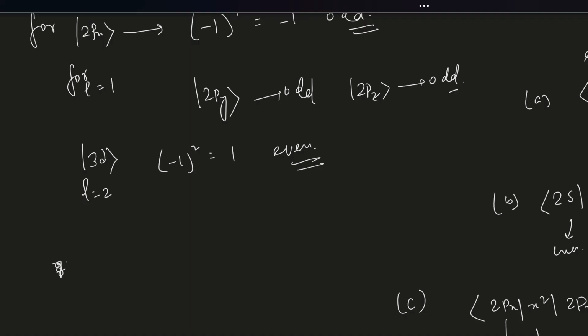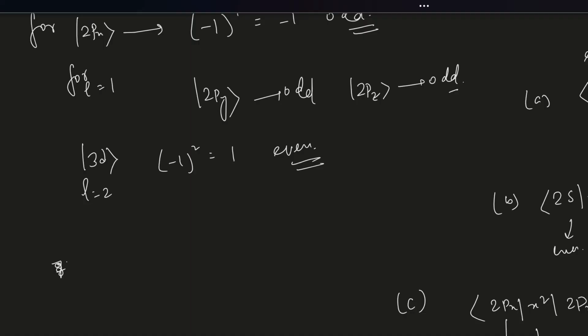And option number D was 2 px x 3d. So here x is odd, 3d we saw d orbital will be even and p will be odd. So two odds will make it even, and even will again be even. Since even, so the integral is not equal to 0 in the three cases.